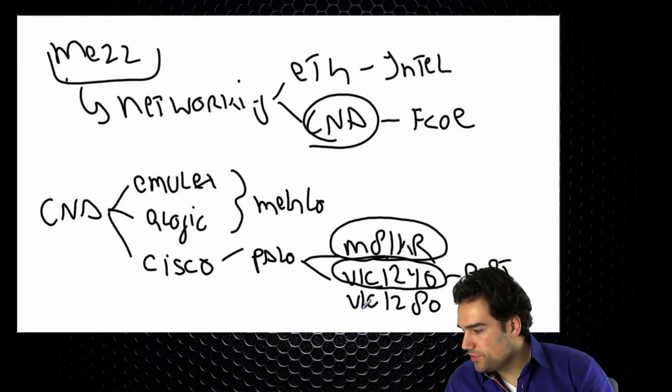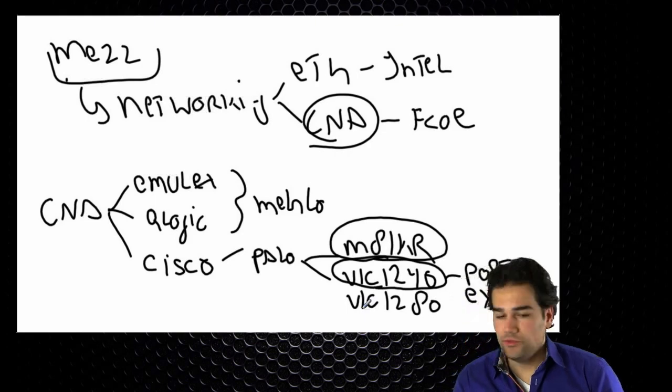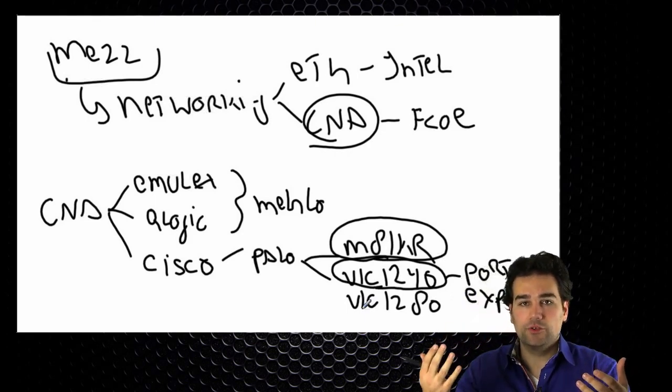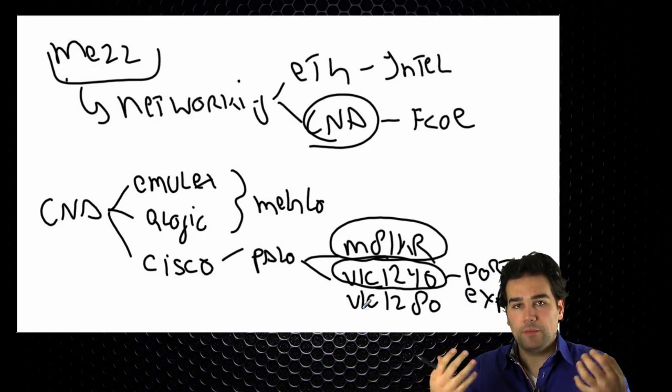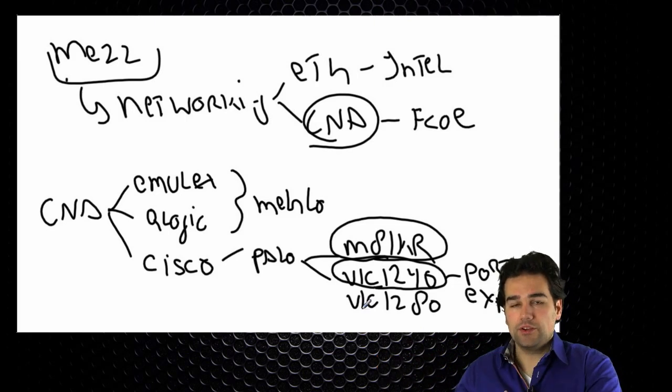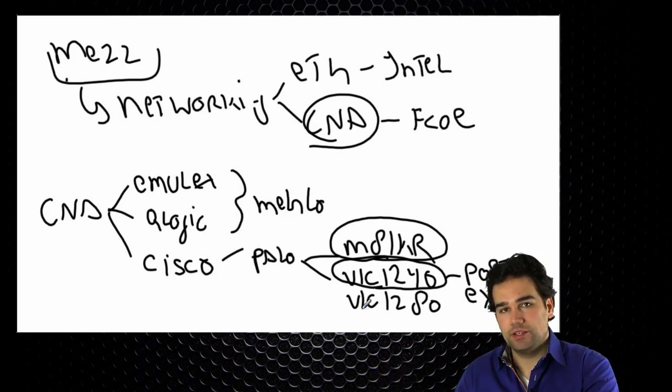So we have a question: does the VIC-1240 have a 2 times 10 gig port or a 4 times 10 gig port? The VIC-1240 has 2 times 10 gig on the left and 2 times 10 gig to the right. And that can be channeled together. And I can increase that by adding another card in that mezzanine slot, and then I can increase that up to 8 times 10 gig.